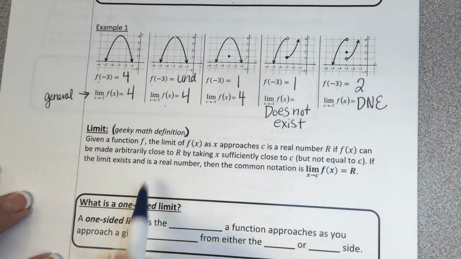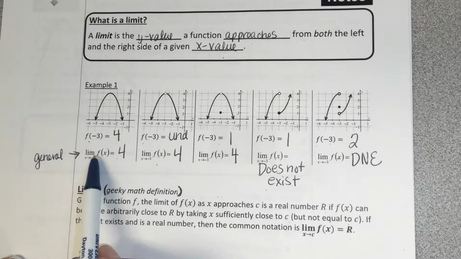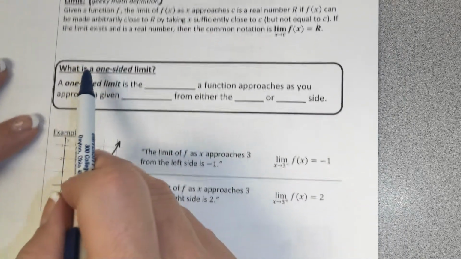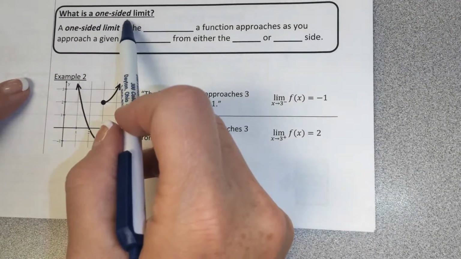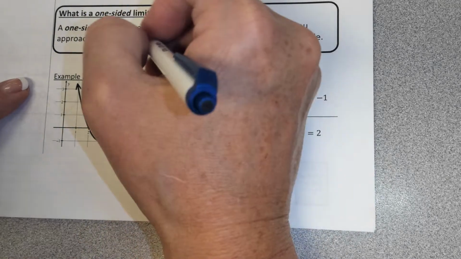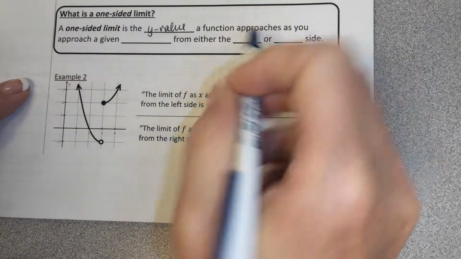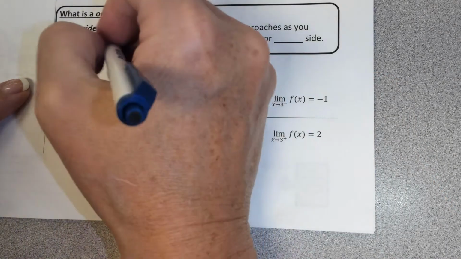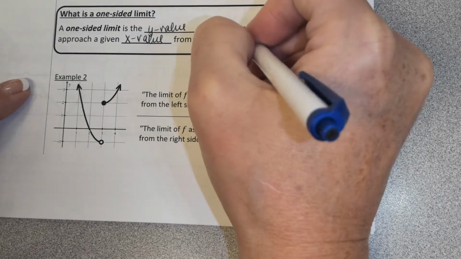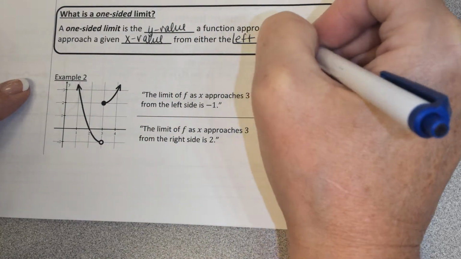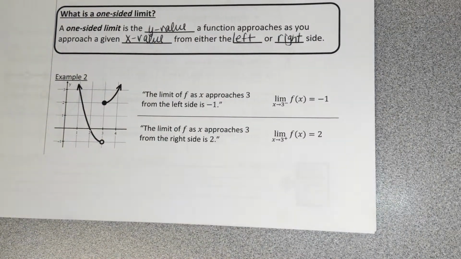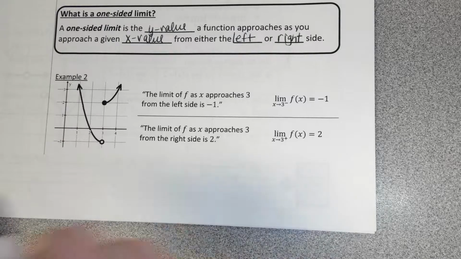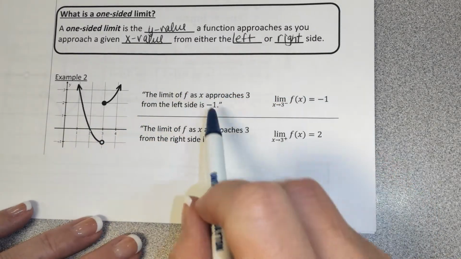The reason they're called general limits is because we're just approaching the number. But we can also approach the number from just one side. A one-sided limit is going to be the y value a function approaches as you approach a given x value from either the left or right side. So a one-sided limit is going to be asking us, what is the y value we're getting closer and closer to? Now these will not be does not exist. We're going to have answers on these.